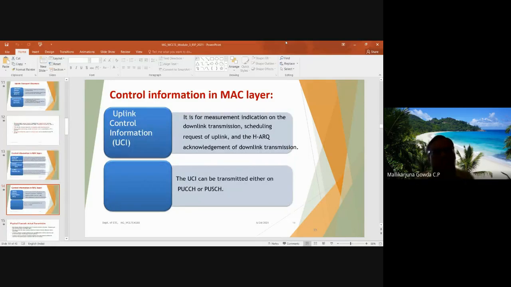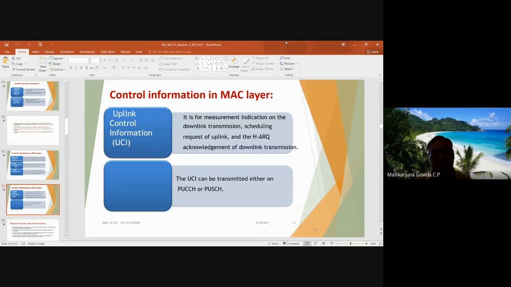That is the uplink control information, which is denoted in short as UCI. This uplink control information is basically used for measurement indication on the downlink transmission, scheduling request of uplink, as well as the hybrid ARQ acknowledgement of downlink transmission. So it contains that information. This uplink control information can be transmitted either on PUCCH or PUSCH.